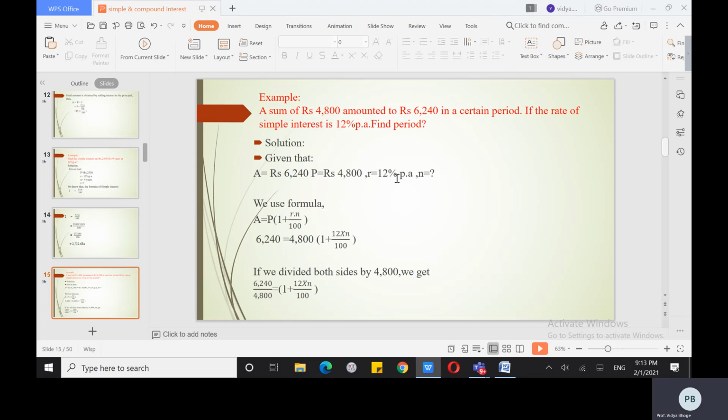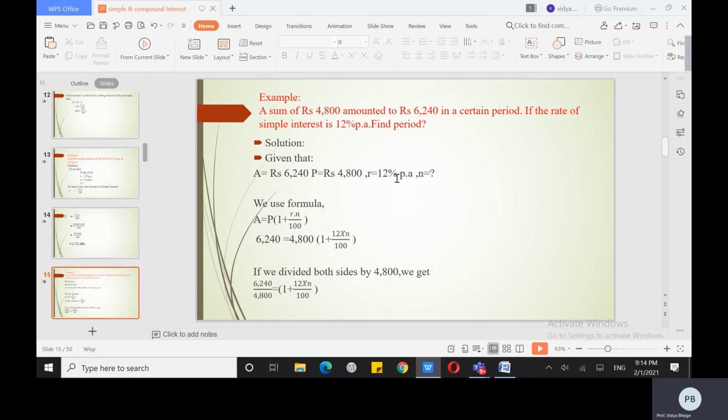Now go to the next example. By using this simple interest formula, we have to calculate the rate of interest, then the term, then the principal amount. So now go to the next example. Here a sum of rupees 4800 amounted to rupees 6240 in a certain period.